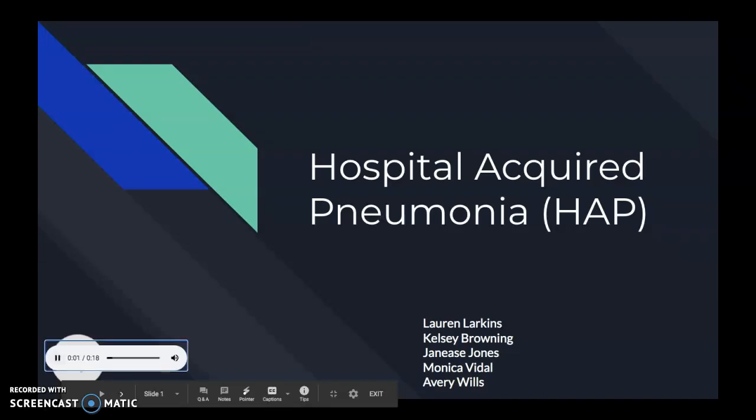Hello. Today we'll be going over hospital-acquired pneumonia. We are Group 6, and my name is Lauren Larkins. Included in this group is myself, Kelsey Browning, Janice Jones, Monica Vidal, and Avery Wills.